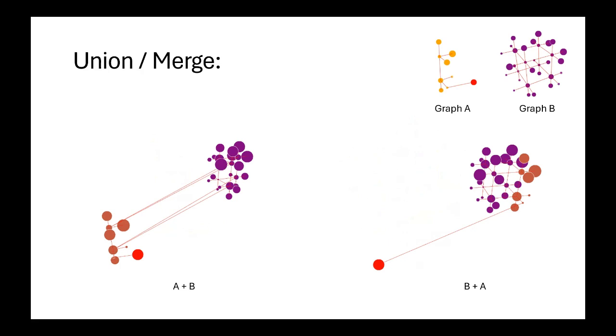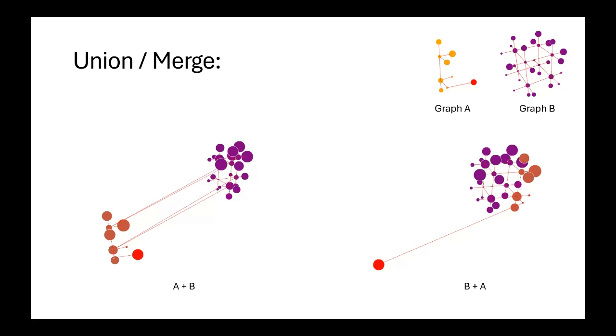So here is the result of a union or a merge. In the upper right corner, just to remind you of graph A and graph B. When you do A plus B, of course, topologically, A plus B is identical to B plus A. However, as you can see here, the visual result might look different to you, depending on whether you place A or B at the start of the function. The order changes the visual result, but not the topological result.